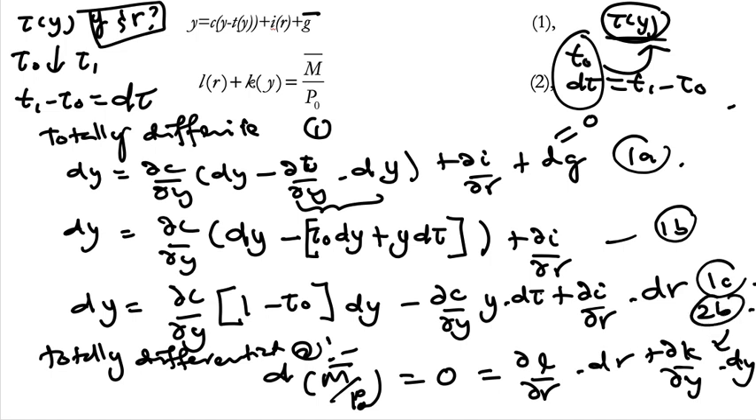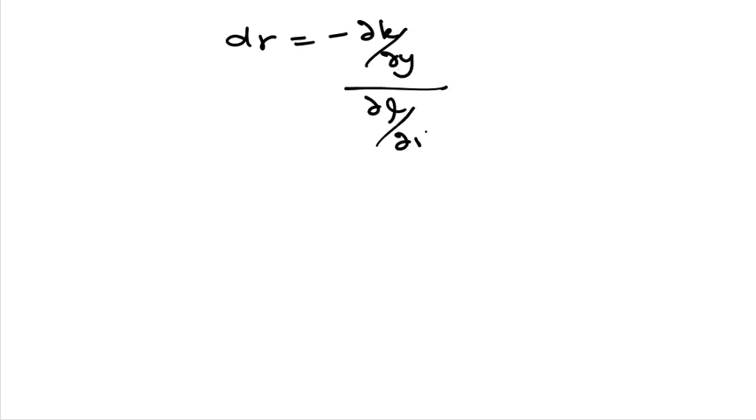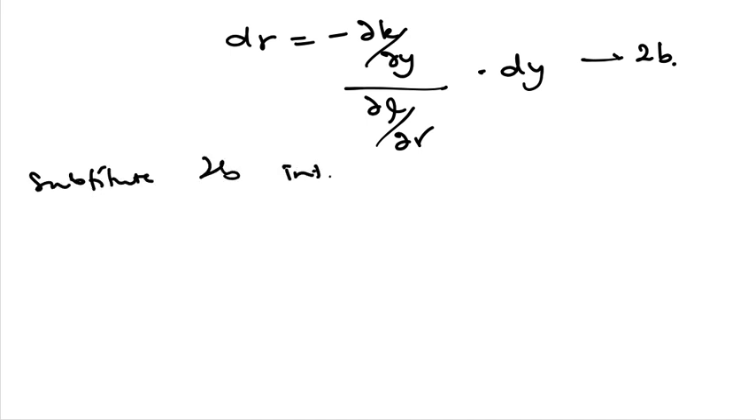Rearrange it. Rearrange 2b to get something like this. So you have dr equals, I'm sure you know how to do this already, something over dL over dr times dy. I call this one 2b. Substitute 2b into 1c. Why?